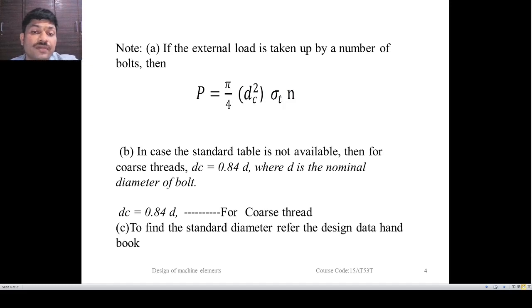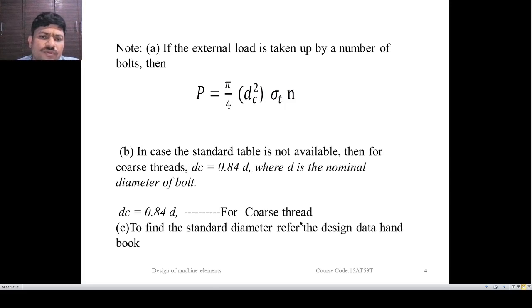The second note: after finding the root diameter or core diameter, in case the standard tables are not available, or in most cases, assuming a coarse thread, the standard equation is dc is equal to 0.84 d. This is one of the very important empirical relations derived from past experience. Otherwise, you can also use the design data book, in which the values are given. Here we solve problems using both the empirical relation and the design data book. If the standard values are not available in the table, we compulsorily have to go for this empirical equation, that is dc is equal to 0.84 d only.